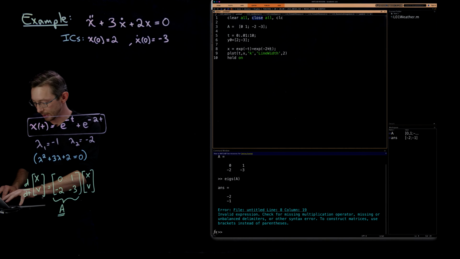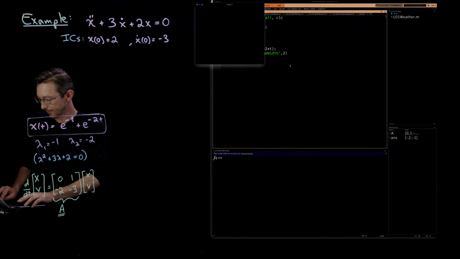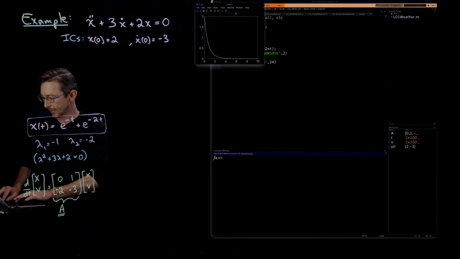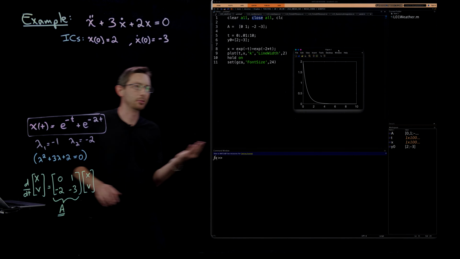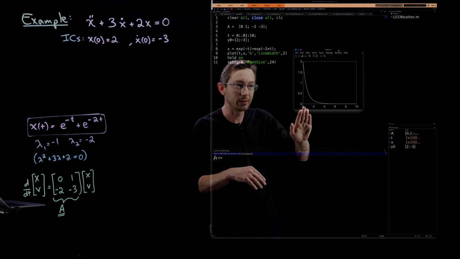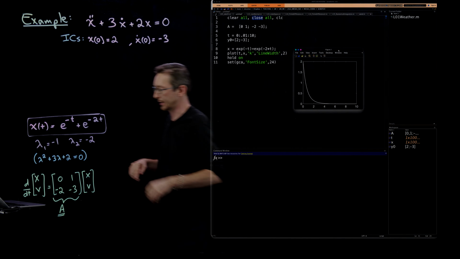Oh, you can't do 2t, it's 2 times t, of course. Okay, good. And maybe I'll set my GCA font size to 24. Okay, and so this is my plot. I should probably put axes on. I would get upset if my students didn't. So this would be time on the x-axis, and this is the position x on the y-axis.